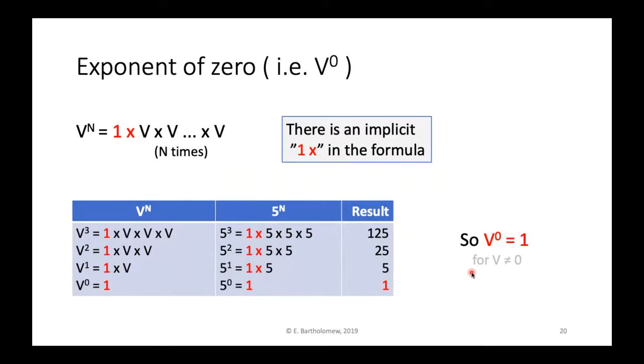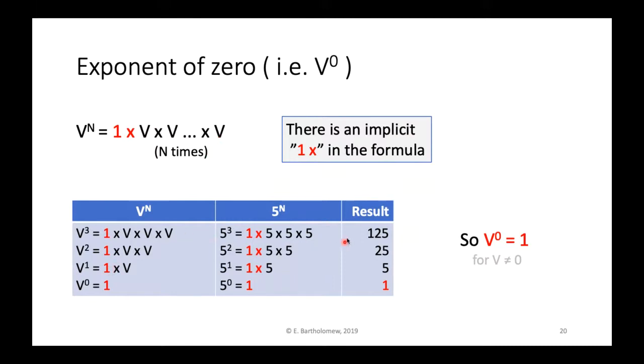So let's try to get some intuition behind the exponent being 0. Why does that evaluate to 1? Well, one way to think of it is that there's an implicit 1 times at the beginning of this formula. We said before that v to the n is v multiplied by itself n times. So we might say it's 1 times v multiplied n times. If it's 1 time, then it's equal to v. If it's 0 times, then you're just left with the 1.